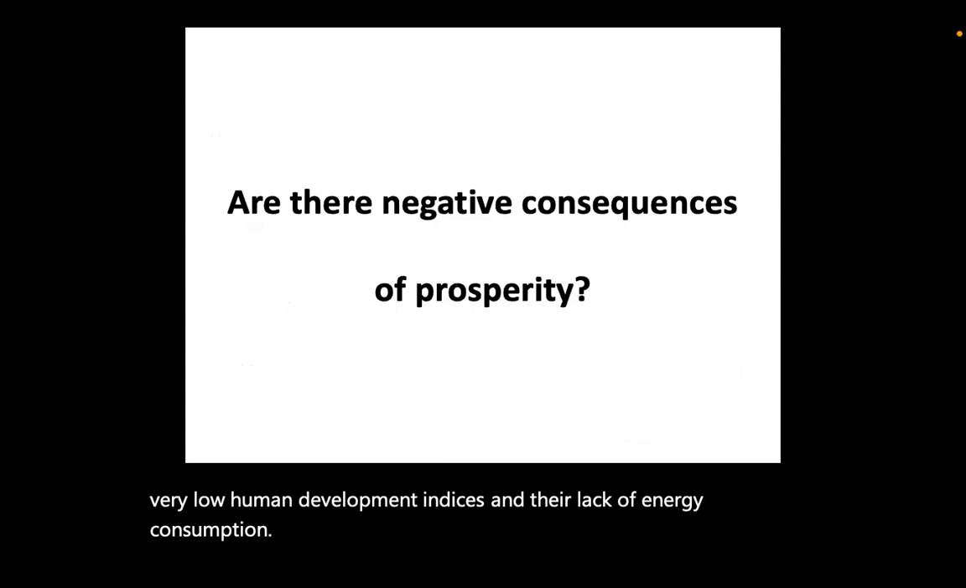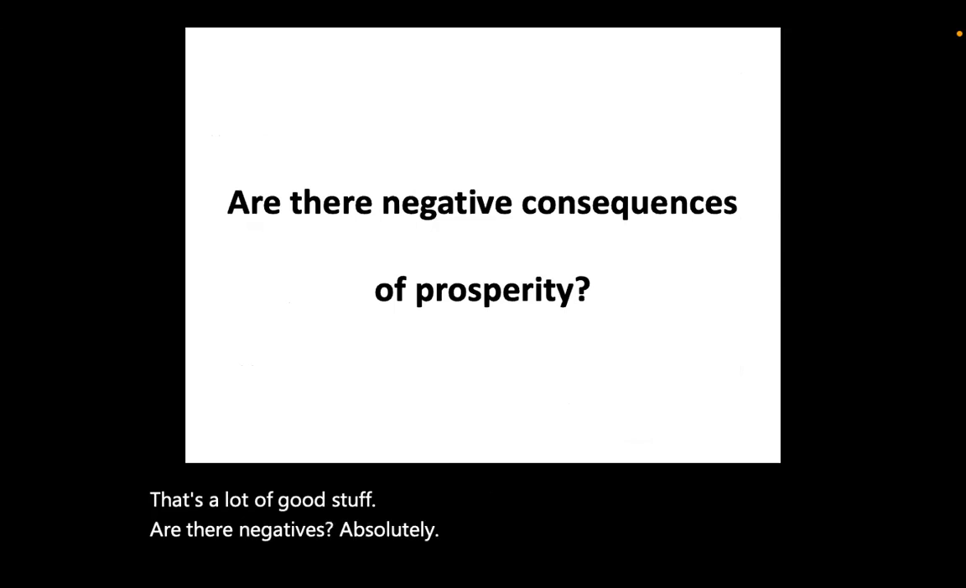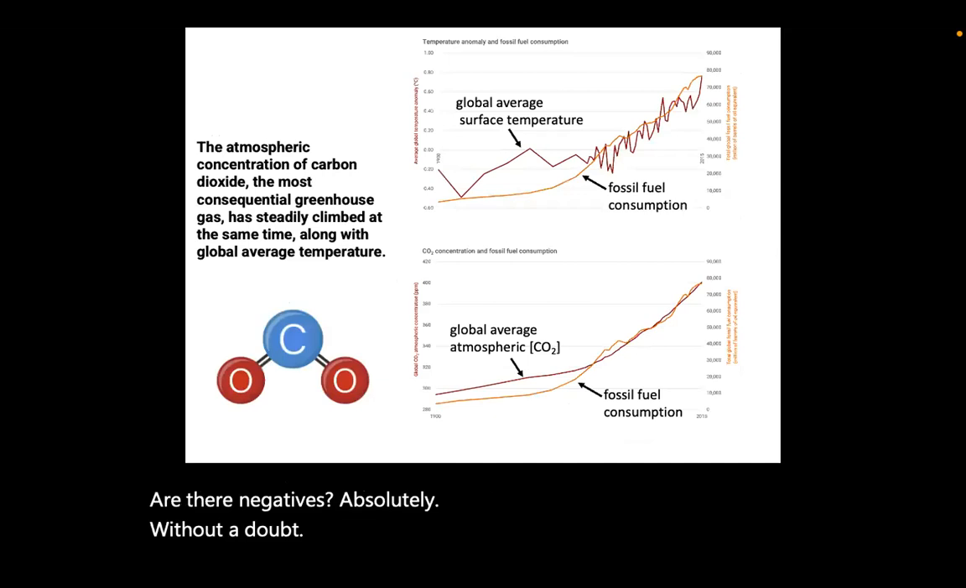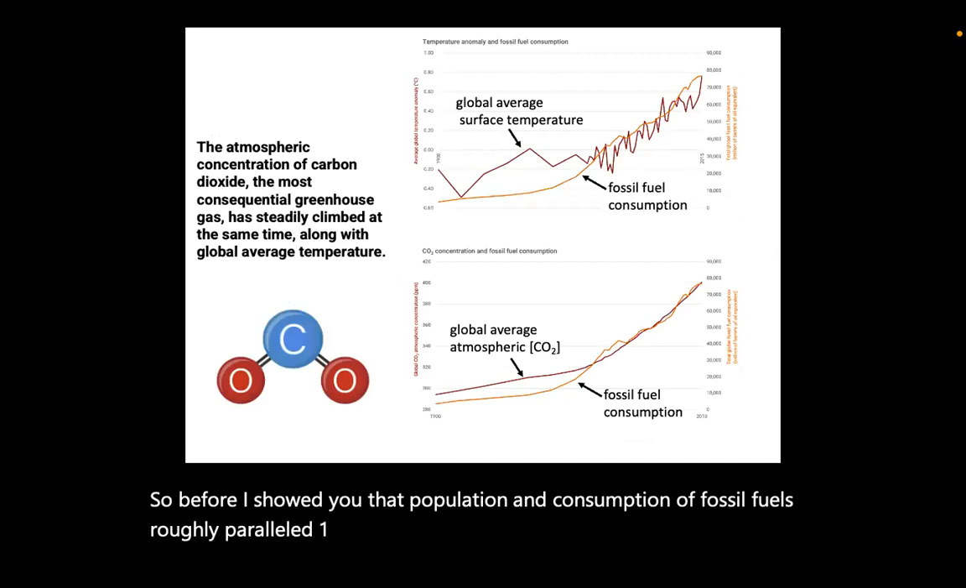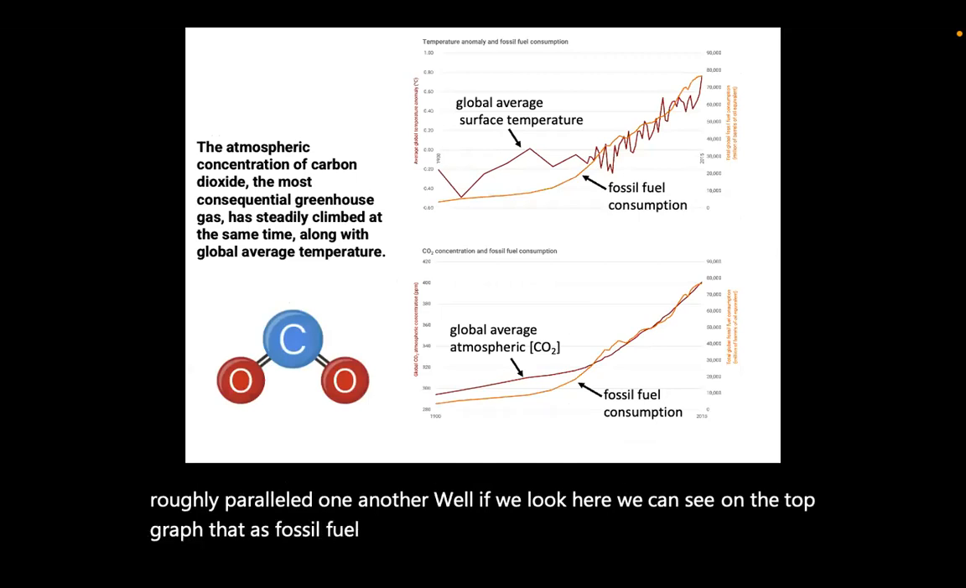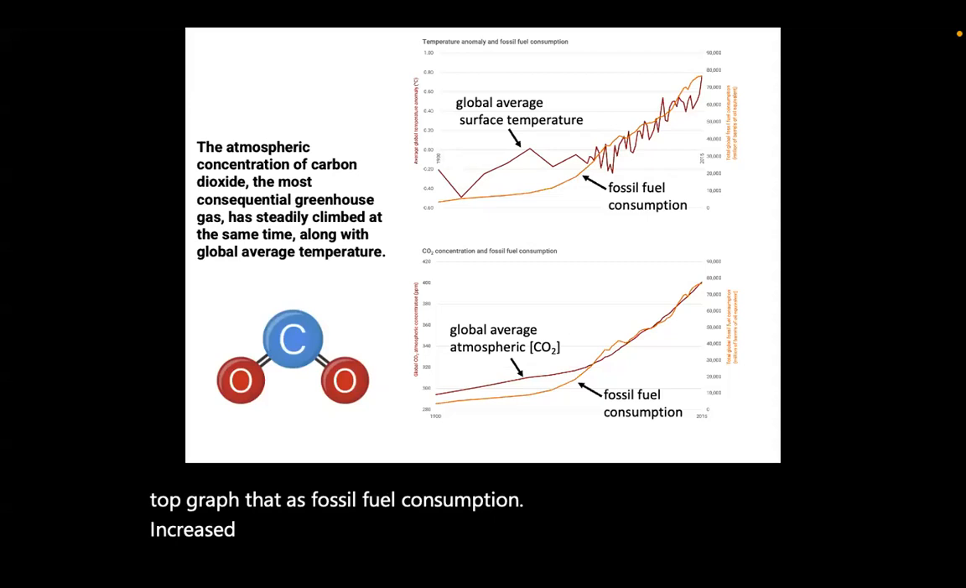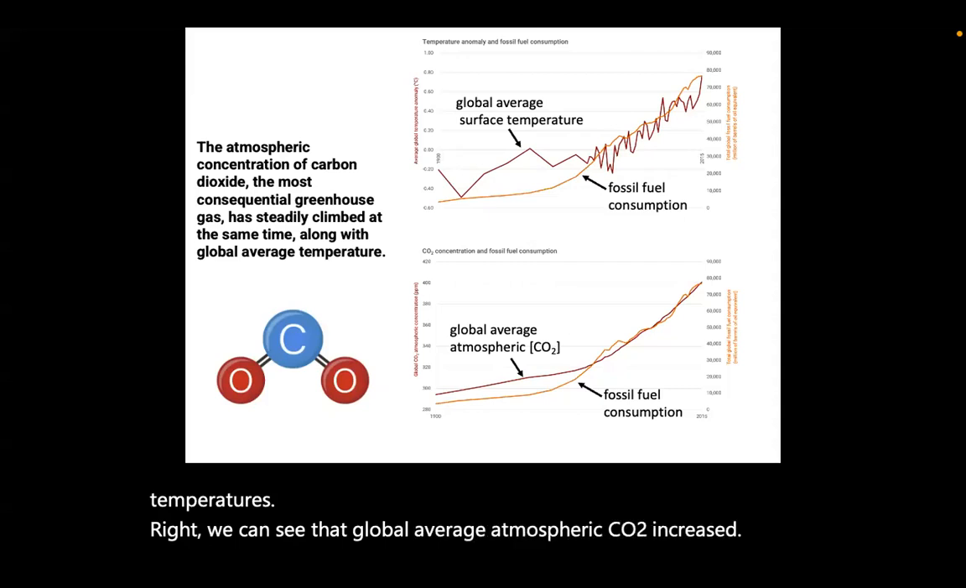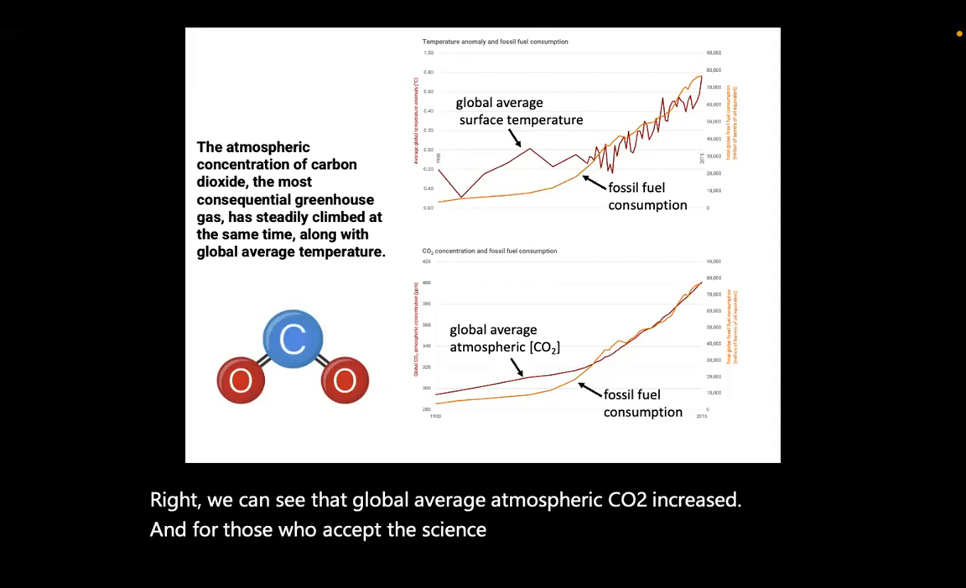Now, that's a lot of good stuff. Are there negatives? Absolutely. Without a doubt. So before I showed you that population and consumption of fossil fuels roughly parallel one another. Well, if we look here, we can see on the top graph that as fossil fuel consumption increased consistently over the last 100 years, so did global average surface temperatures, right? We can see that global average atmospheric CO2 increased. And for those who accept the science that scientists do, there's a cause and effect here that we won't debate here.